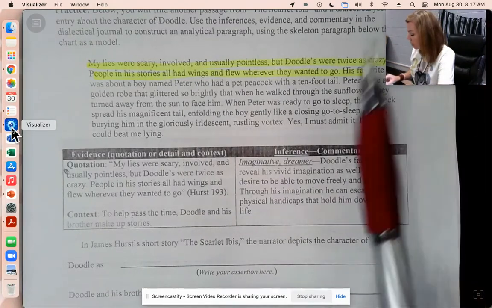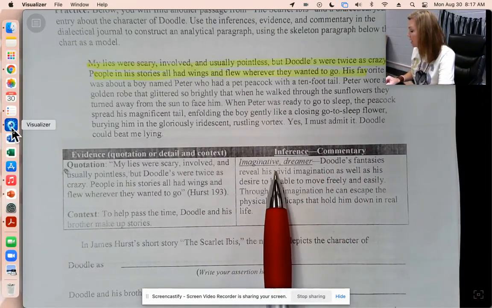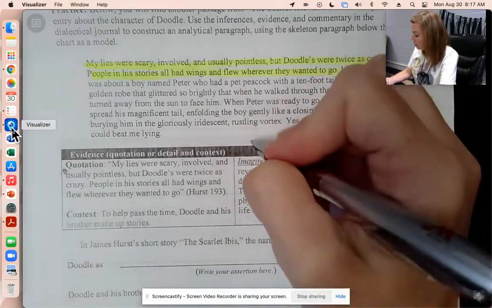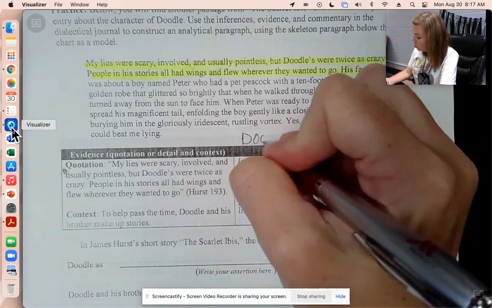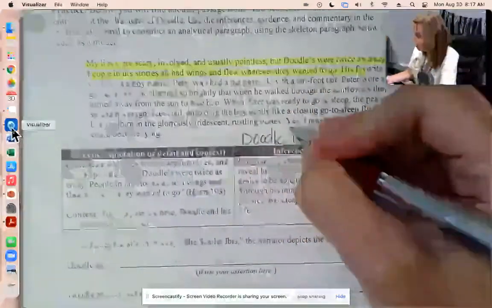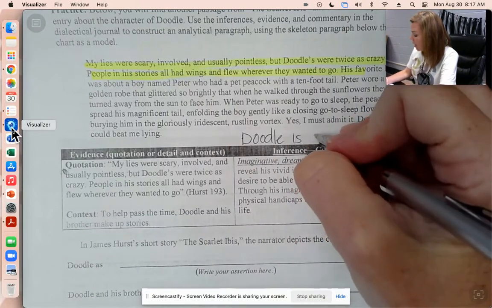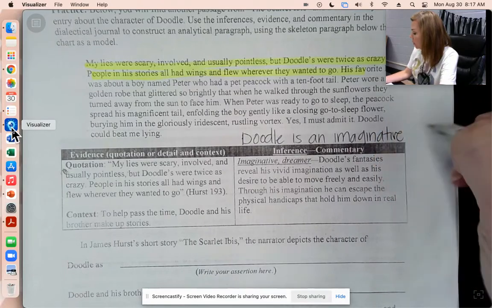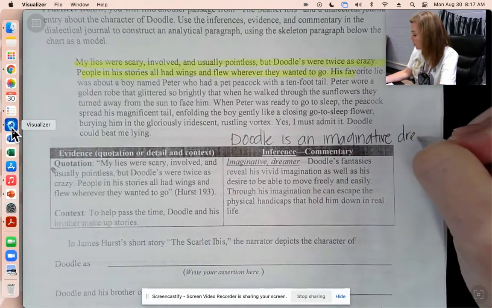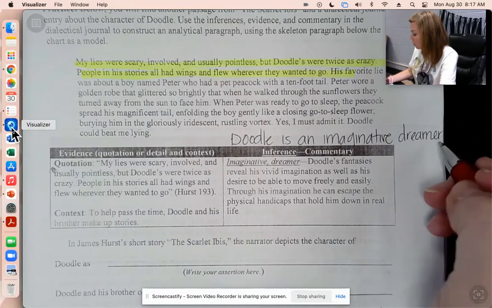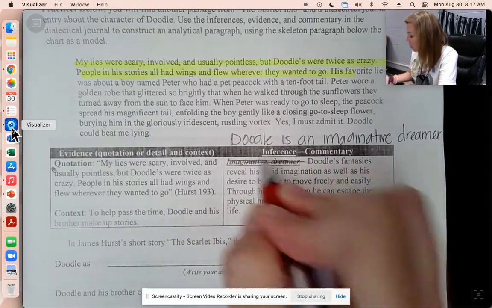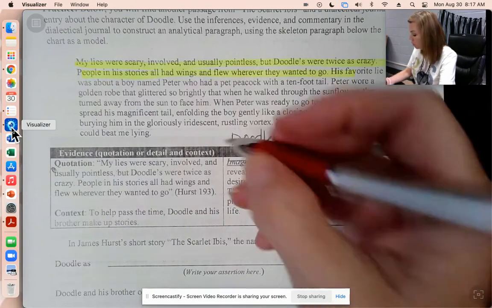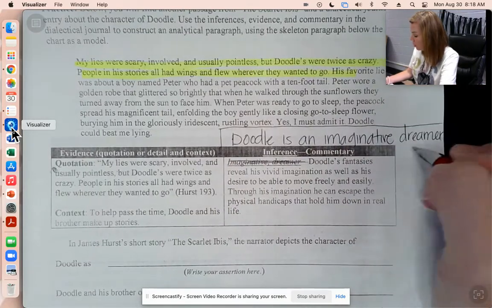Over here is the inference. Doodle is, and they didn't do theirs like we did ours. They did theirs as one box. We split ours up. So one of our boxes would be "Doodle is," and they have got 2 words. So I would say an imaginative, and you're going to want to write this down, dreamer. Since we've already used that up there at the top, we rewrote it. I'm going to mark that out just so I don't get confused, because this would be in a box also if they were doing it like we do ours.